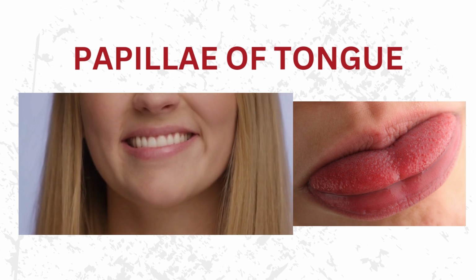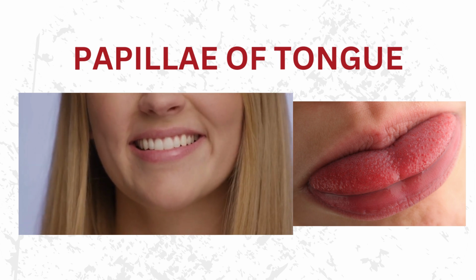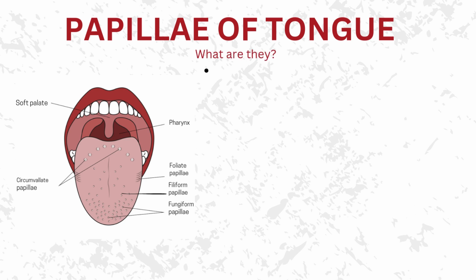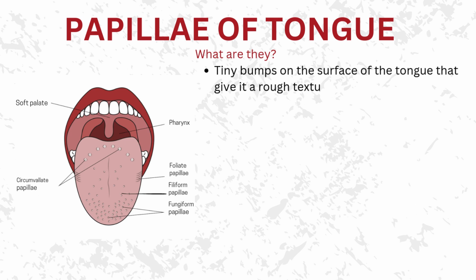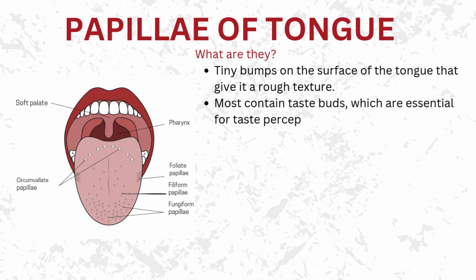Now think of your tongue like a bumpy road. Those little bumps are the papillae. That's what makes your tongue feel rough and not smooth. And most of these bumps have tiny little taste buds inside them. These taste buds are super important because they are how you taste everything. So the papillae helps you to taste sweet, sour, salty, bitter and umami flavors.